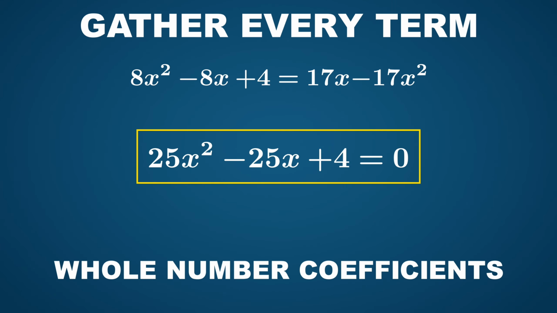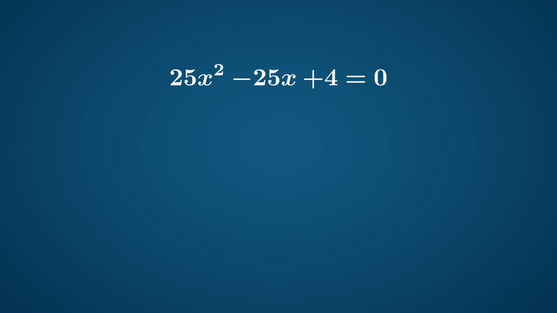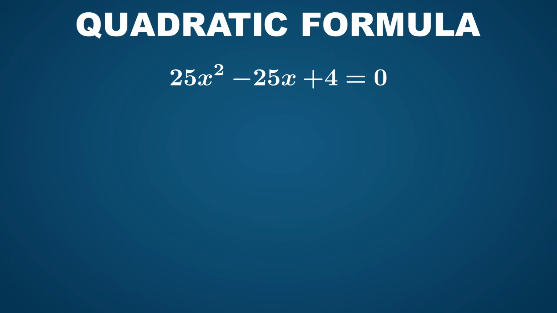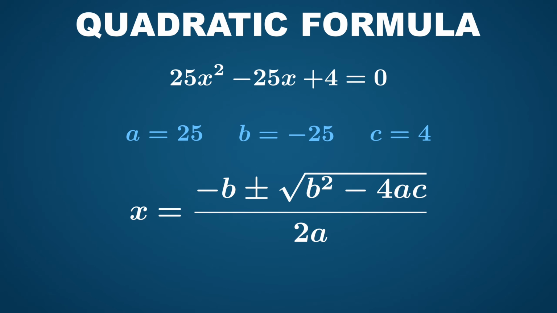All the coefficients in this quadratic are whole numbers. Every term now lives on one side, in decreasing powers of x. This is a standard quadratic equation in x. We will solve it with the quadratic formula. In our equation, the leading coefficient is 25, the middle coefficient is negative 25, and the constant term at the end is positive 4. The quadratic formula builds x from these three numbers.